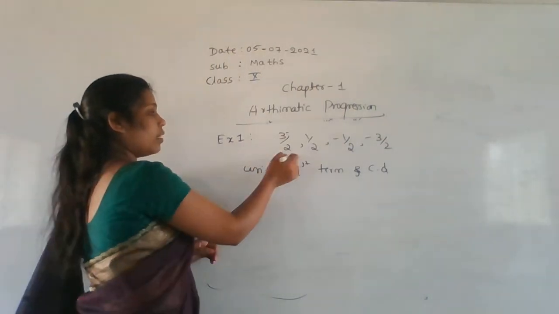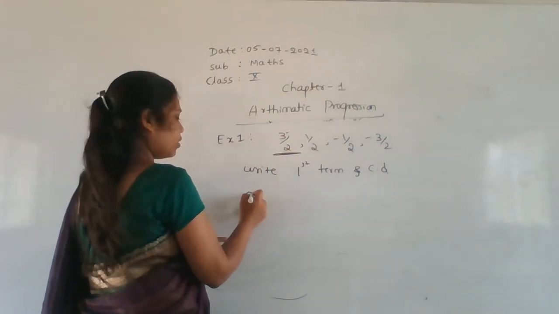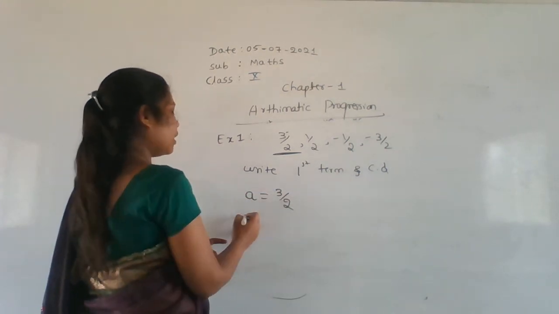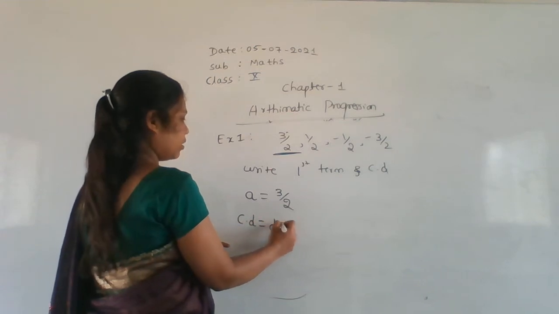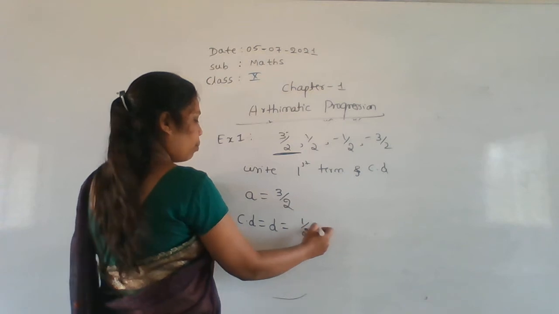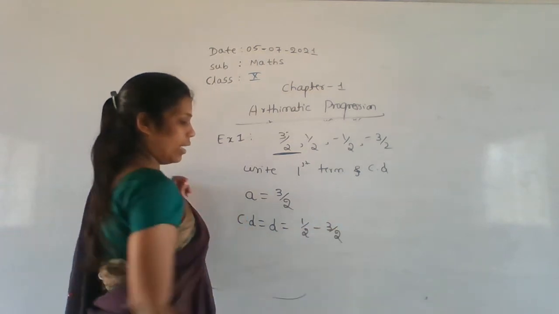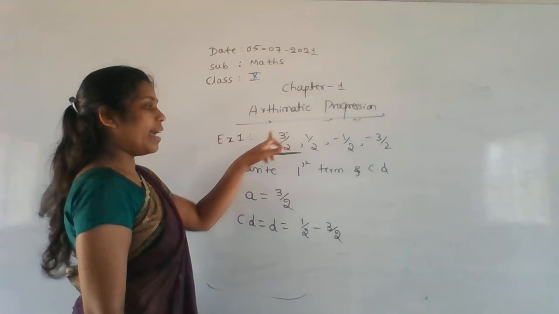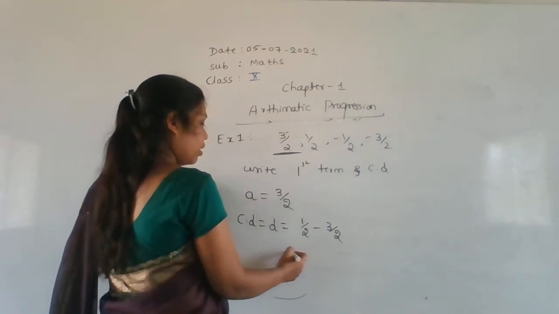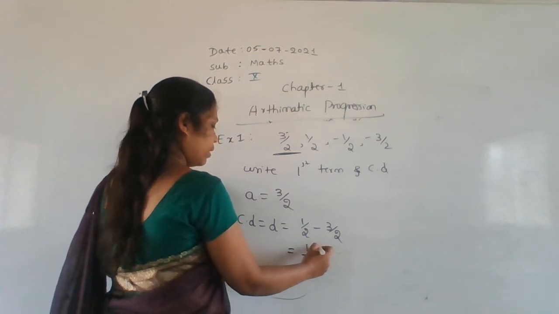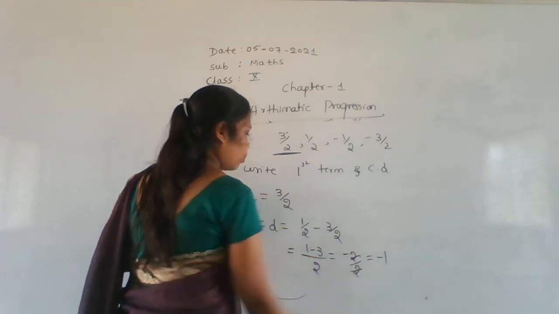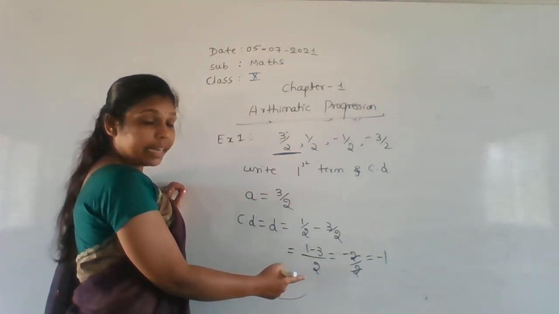What is the first term here? This will be the first term. So the first term A is 3 by 2. Next, what is the common difference? Common difference D is equal to, what is the formula? Here 1 by 2 minus 3 by 2 you can write, because the formula is A2 minus A1. Now 1 minus 3 is minus 2 by 2, that is minus 1, right? We are getting minus 1.